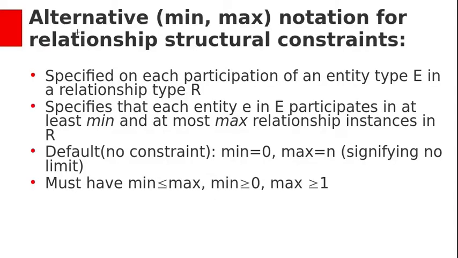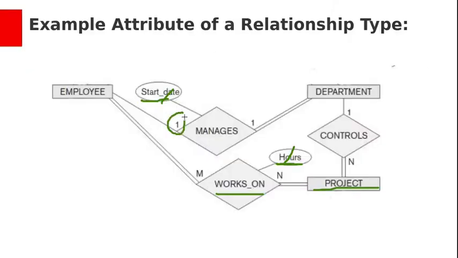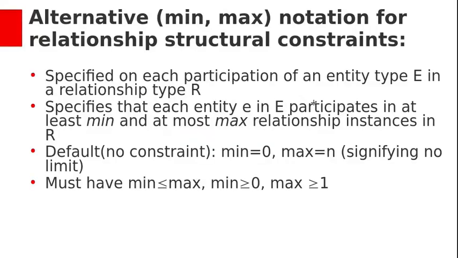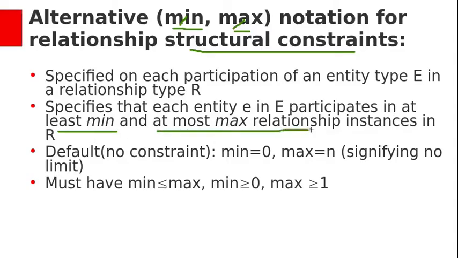We have seen constraints and relationships and their notations. Cardinality ratio is specified as numbers and participation constraints are specified as lines, partial participation with a single line and total participation with a double line. We have another alternative notation for the structural constraints, where cardinality ratio and participation constraints are specified combined. Here this notation specifies that each entity E in entity type E participates in at least minimum and at most maximum relationship instances in relationship type R.